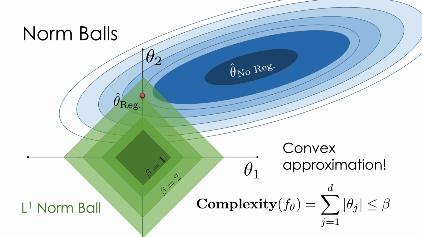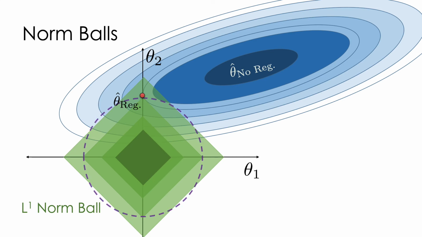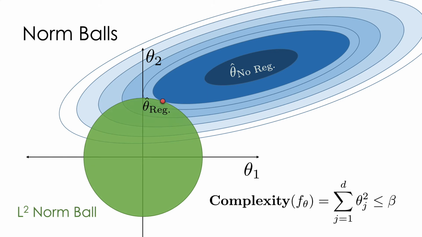Now, there are other forms of regularization one might consider. Another form of approximation we might consider, instead of using the L1 norm, is to use the L2 norm. This means that instead of the sum of the absolute values, we take the sum of the squared values of each of our model parameters.